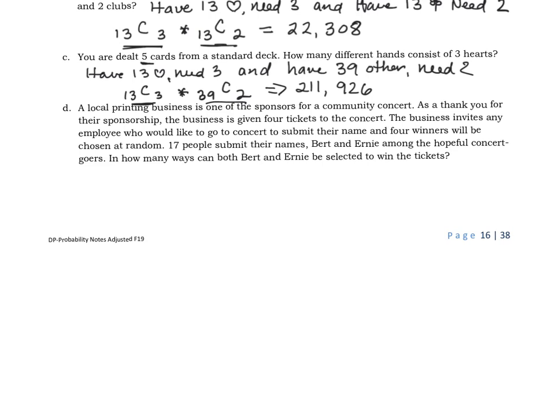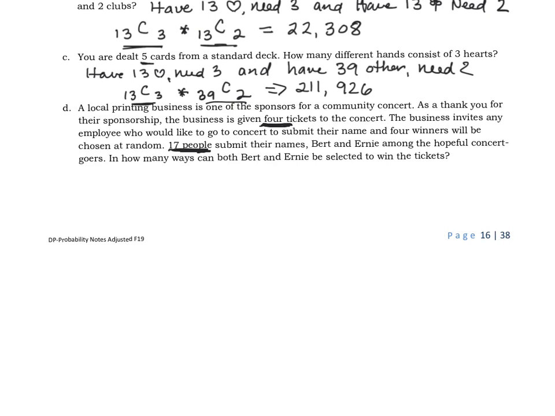A local printing business is one of the sponsors for a community concert. As a thank you for their sponsorship, the business is given 4 tickets to the concert, so that's all they're giving out. The business invites any employee who would like to go to the concert to submit their name, and 4 winners will be chosen at random. 17 people submit their names, Bert and Ernie among the hopeful concert goers. In how many ways can both Bert and Ernie be selected to win the tickets?